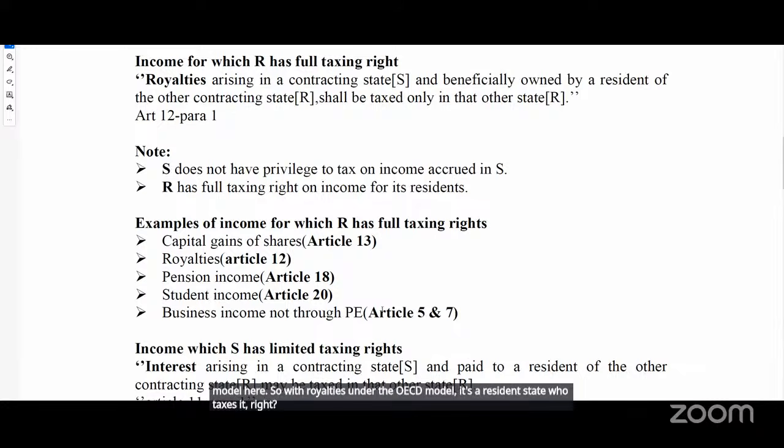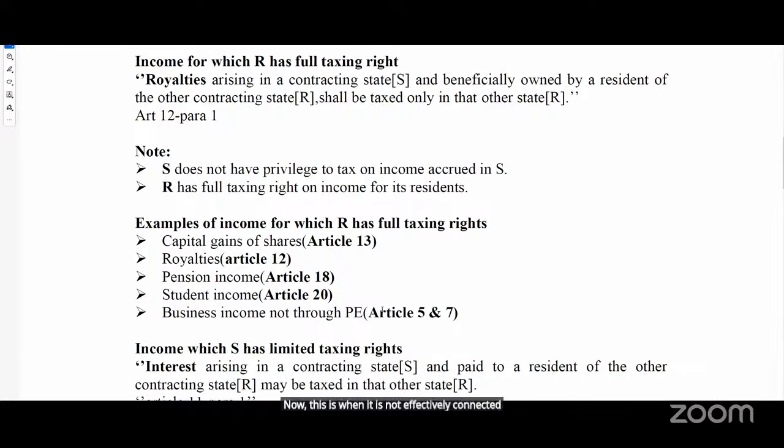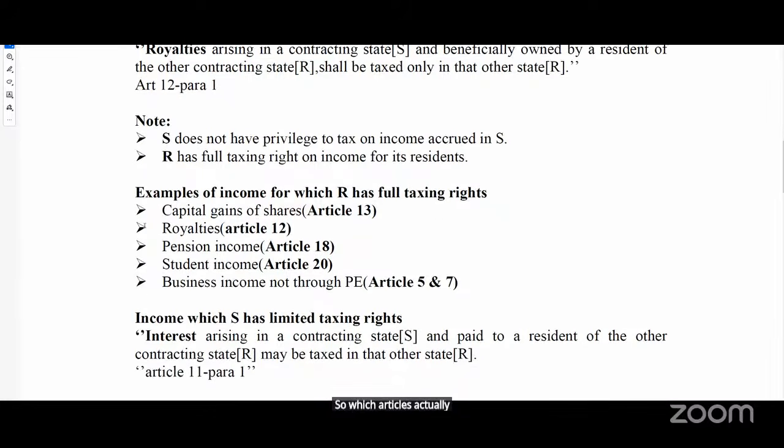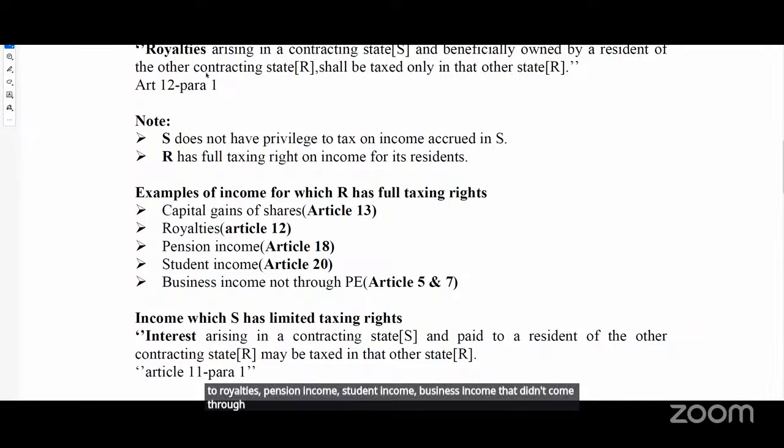Yes. Now, this is when it is not effectively connected to a PE. But if it is effectively connected to a PE, then it shall be taxed where the PE is located as business income. So PE, that's the basic rule across all other articles. Does that make sense? So which articles actually work like this? One, capital gains. Two, royalties, pension income, student income, business income that didn't come through a PE. It will be taxed in the resident state. Are we okay?